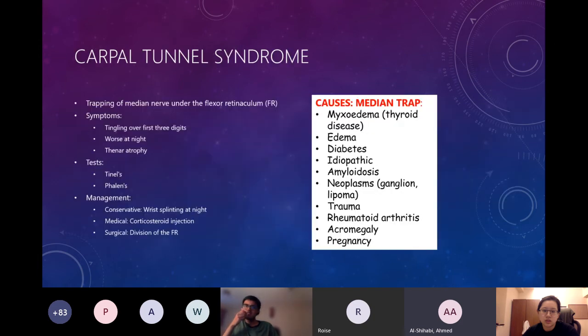Carpal tunnel, we'll go through this really quickly because it comes up a lot of the time. It will come up in your SBAs, it might come up in your OSCE, but it is one of the most straightforward things.